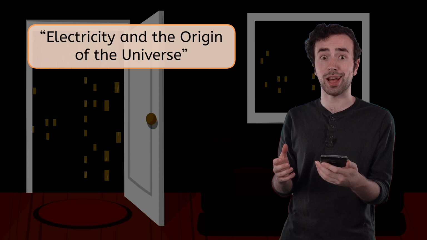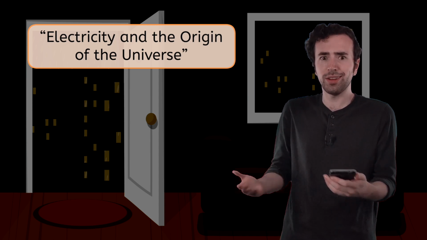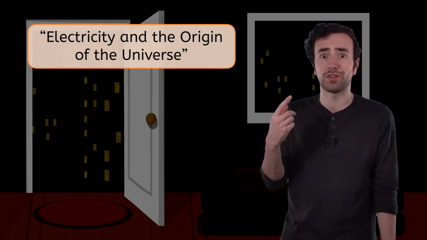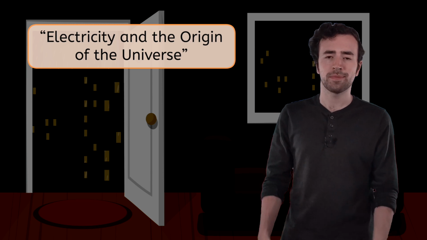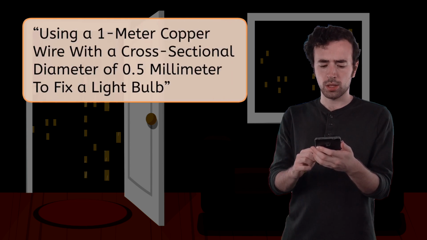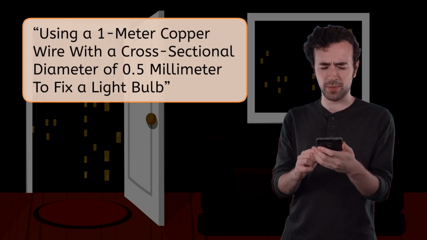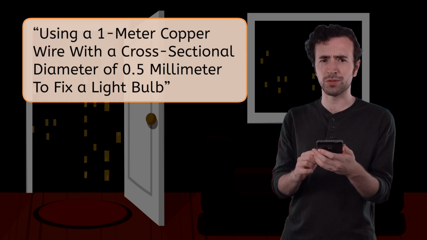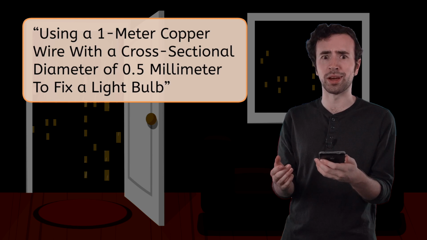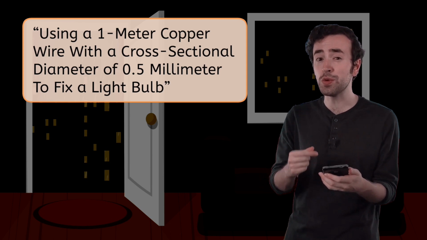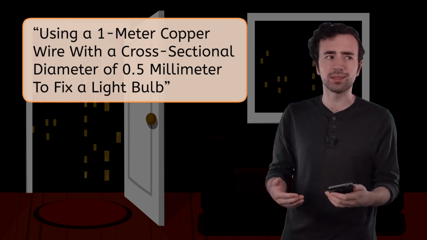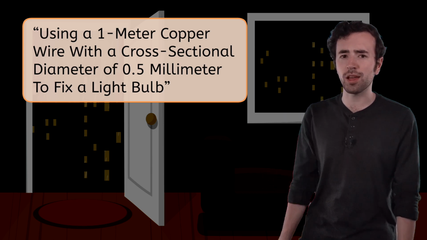Whoa, that article topic is way too broad. I don't need to know about the origin of the universe. I'm just trying to figure out how electricity works. Let's try looking at a different article. Oh, here's another one. Using a 1 meter copper wire with a cross-sectional diameter of 0.5 millimeters to fix a light bulb. Oh wow, this isn't helping either. I think this topic is too narrow. It gives measurements and it's about fixing only one light bulb.